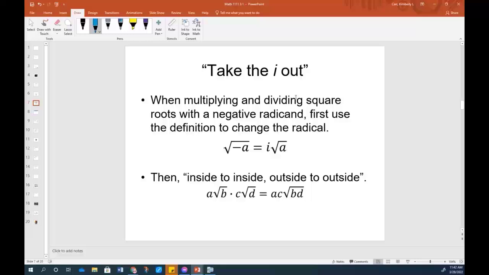Which means we often just say, take the i out. So change the radical, and when you see that negative, the very first thing I'm going to do is take the i out and change it to i root a. If we have some math to do, inside to inside and outside to outside, first of all, take the i out, and then multiply anything that's in front to anything that's in front, and anything that's underneath to anything that's underneath your square root, and then we can simplify further. But take the i out first.